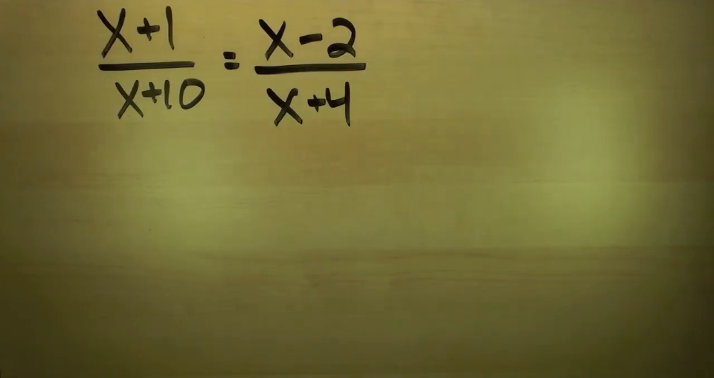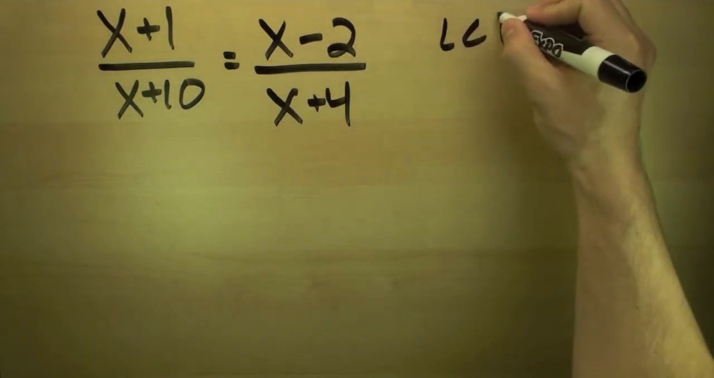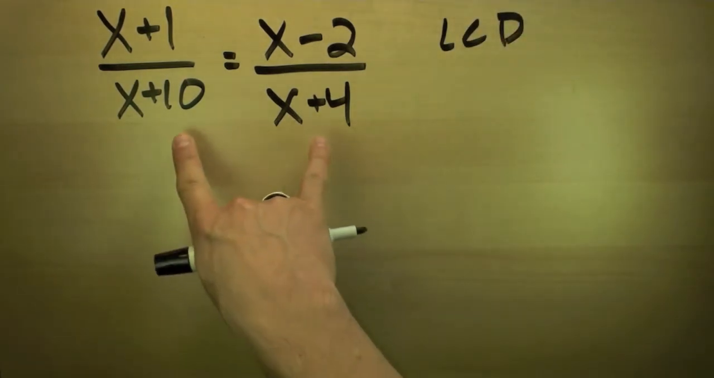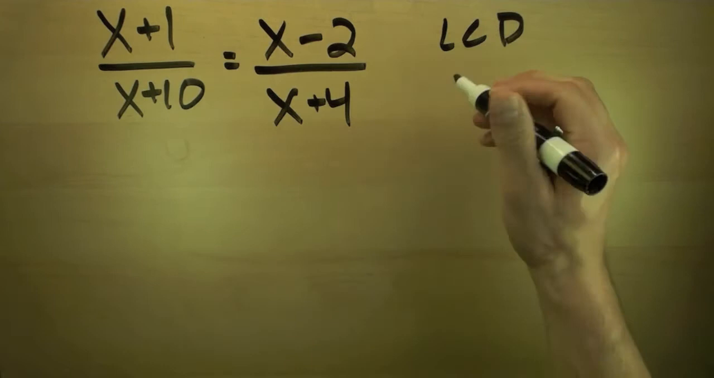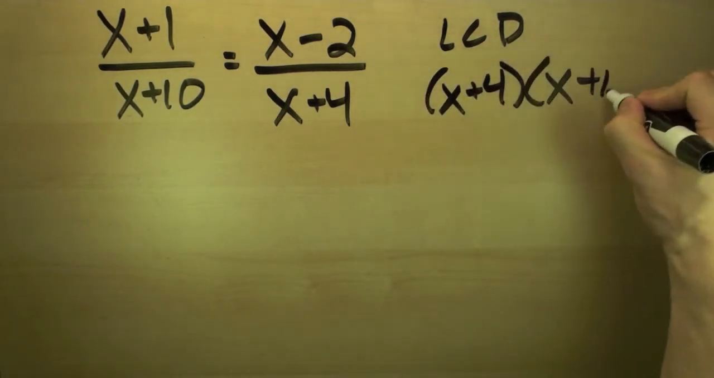When we wish to solve rational equations, we multiply the entire equation by the least common denominator to clear the entire equation of fractions. We solve the resulting equation and check our work. So in this case, our least common denominator is going to be our two denominators multiplied together. So x plus 4 times x plus 10.